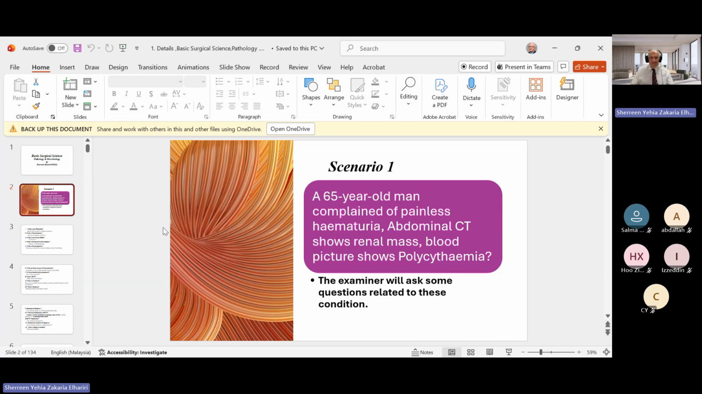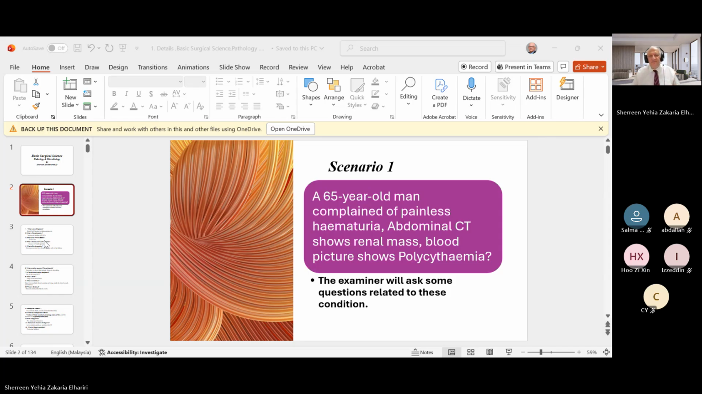Anyone need to start? Any volunteer first? Anyone, just don't be shy. It is just a good experience. Hi, doctor. Can I try? Okay, yeah, you can. So read the scenario first. After you finish, I will ask you.